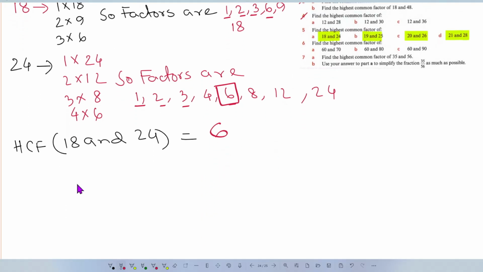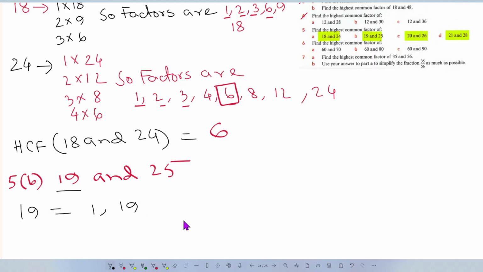Now 19 and 25, 5b. So first we have to find out 19 factors. 19 factors is 1 and 19. Because 19 is a prime number, so here is 2 factors, 1 and itself. 25, this one is 1, 5 and 25, right?